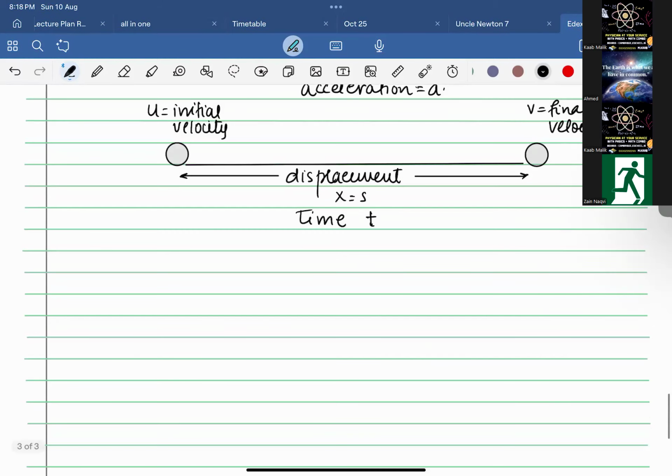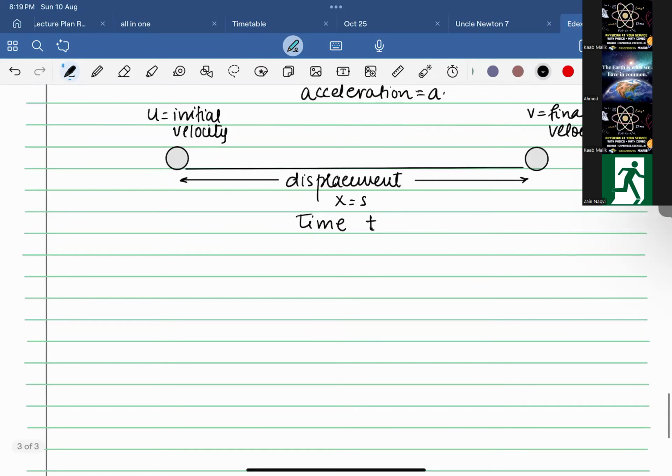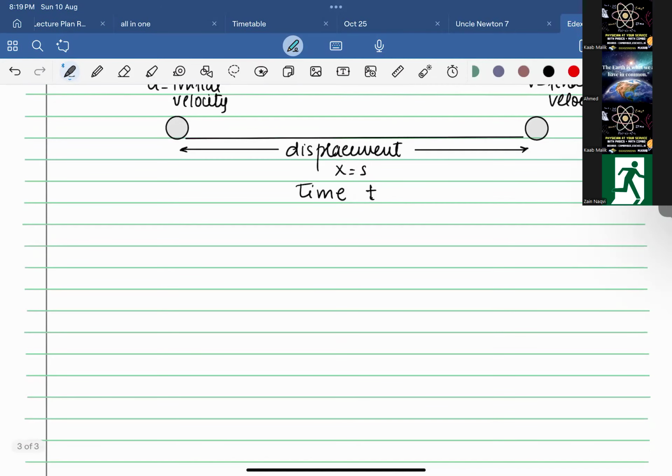Some of the equations will be given in your, I think, formula sheet. I think all of them or some of them. Okay, let's try to write down some of the equations.